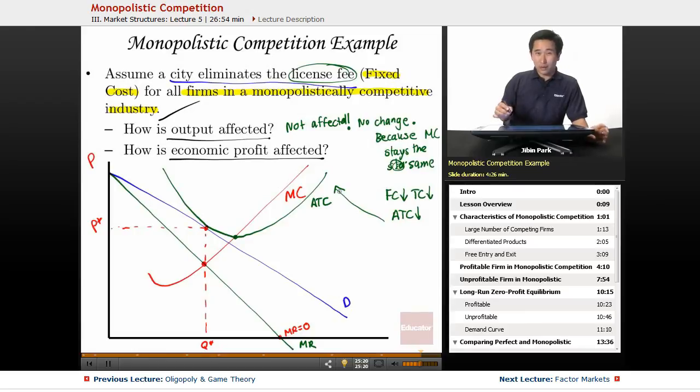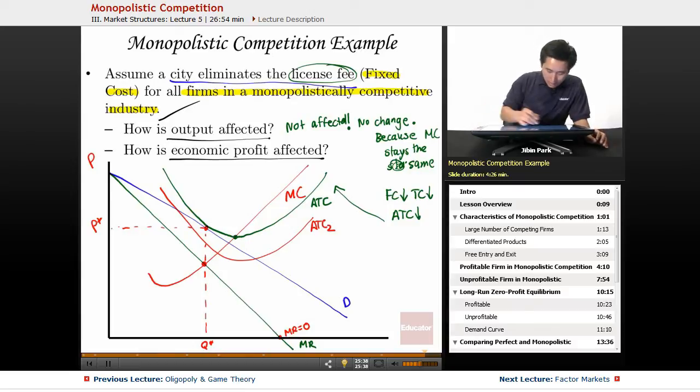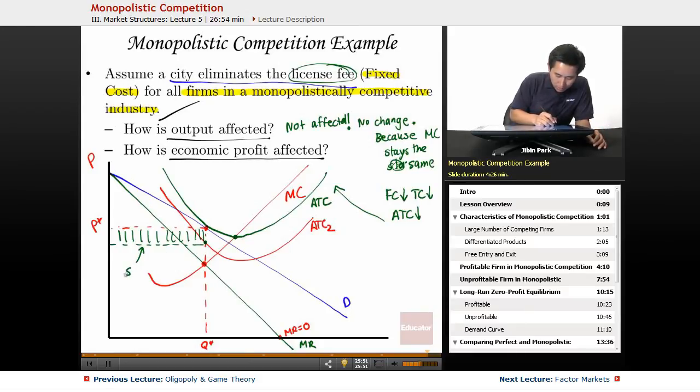So let's go ahead and graph how it would actually look. The ATC would go down, maybe like this. ATC2 right here. And in the short run, what would end up happening is that there would be economic profit as labeled right here. So this would be the economic profit. Why is this the case? Because it's below the price but above the ATC. So in the short run, a monopolistically competitive firm can make economic profit. Now again, this is not a long run situation.